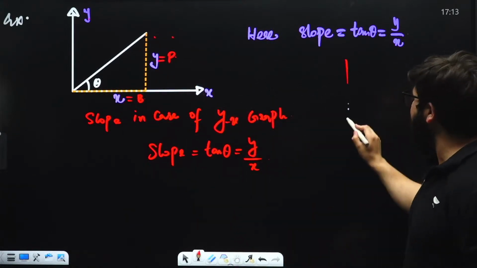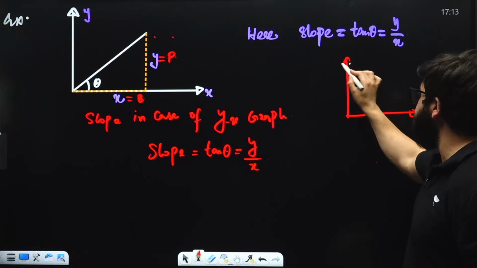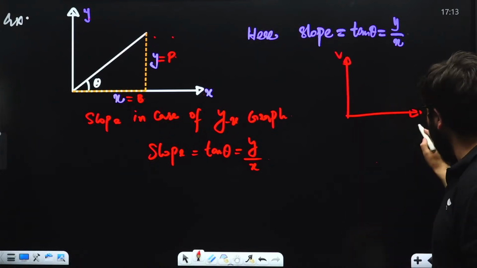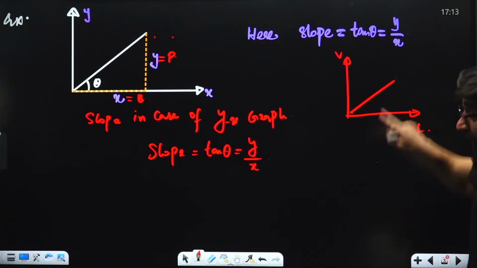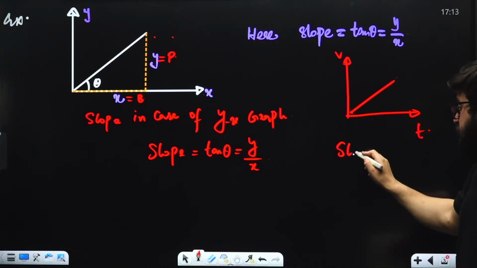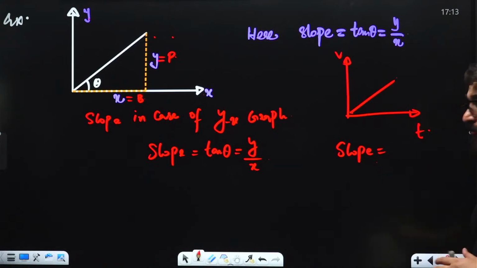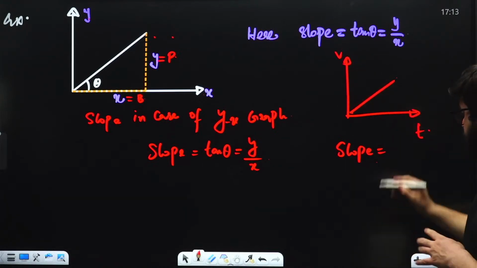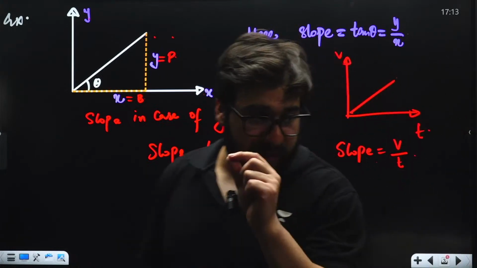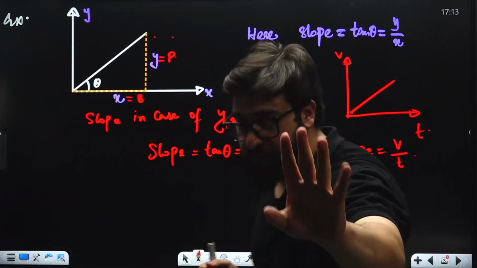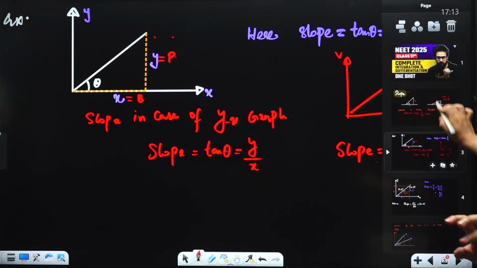Let's suppose if I would have asked over here, on this axis it is velocity, on this axis it is time, and the graph is something like this. In this particular case, slope is simply this perpendicular v divided by t. So v by t is the slope in case of a v-t graph. Cool? Yes, sir. Next.